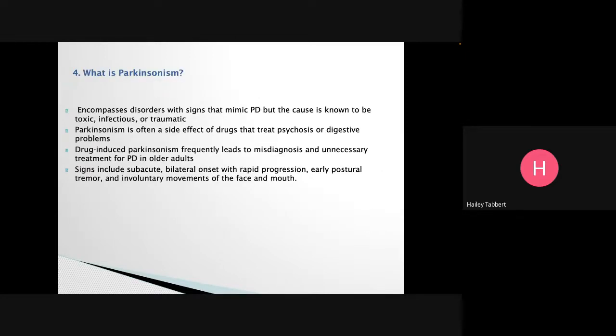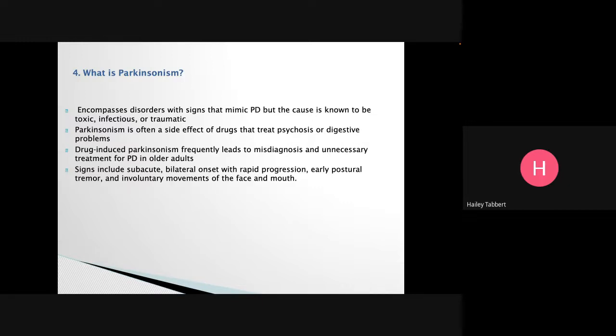So what is Parkinsonism? This encompasses disorders with signs that mimic Parkinson's, but the cause is known to be toxic, infectious, or traumatic. Like Muhammad Ali, repeated traumatic brain injuries can cause Parkinsonisms, but it's not Parkinson's disease. Parkinsonism is often a side effect of drugs that treat psychosis or digestive problems as well. Drug-induced Parkinsonism frequently leads to misdiagnosis and unnecessary treatment for Parkinson's disease in older adults.